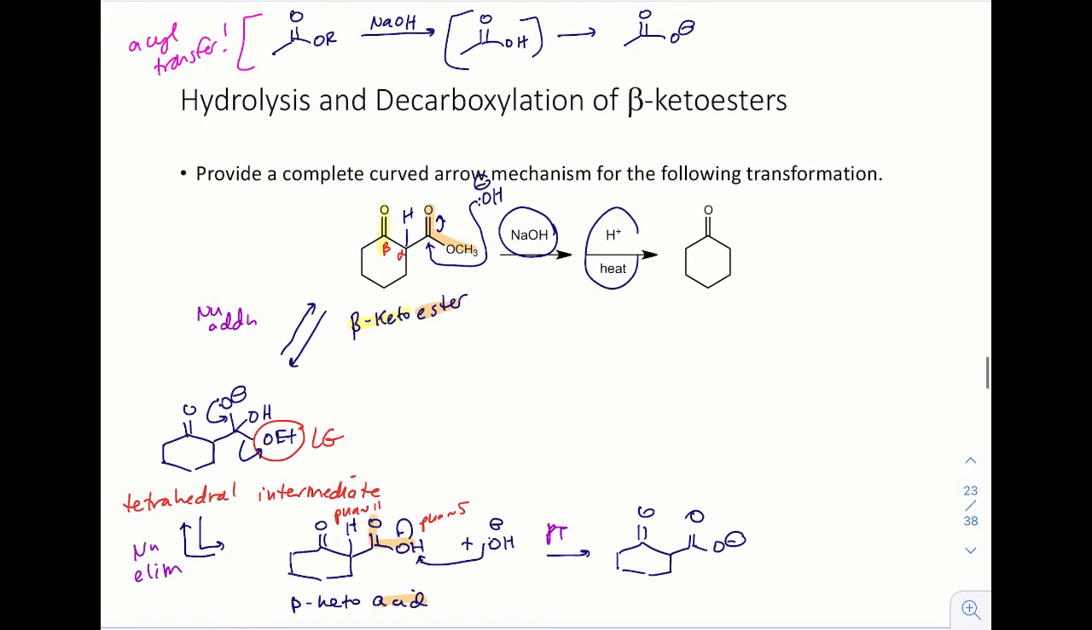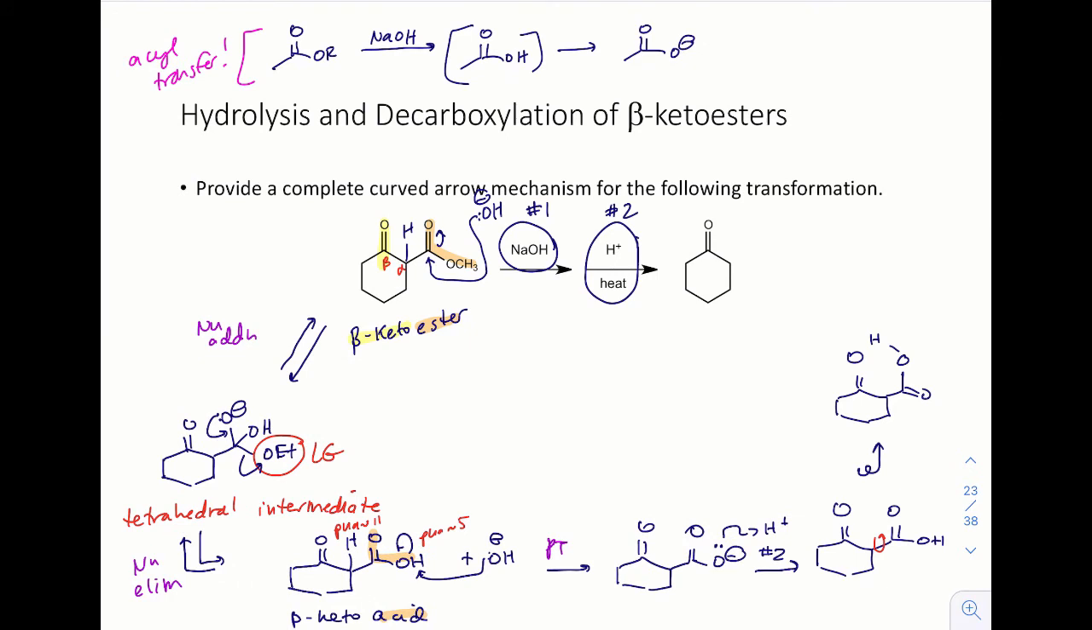Now, step 2, treat with acid and heat. When we treat this with acid, it kind of feels like an acid workup, right? Because that just generates the carboxylic acid. And now I'm going to rotate around this bond so I can better show you what happens next. What happens next is that the hydrogen of the acid is accepted by the beta keto group.